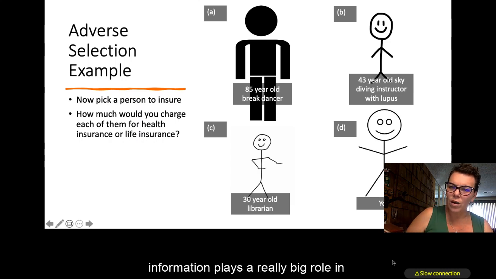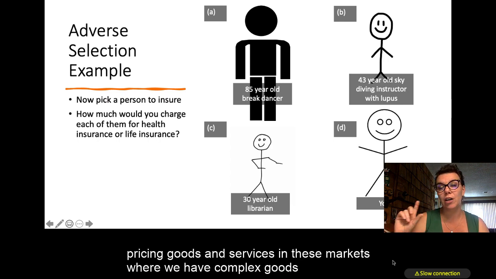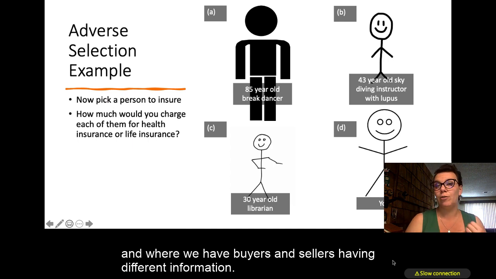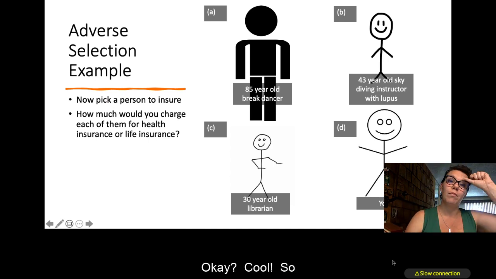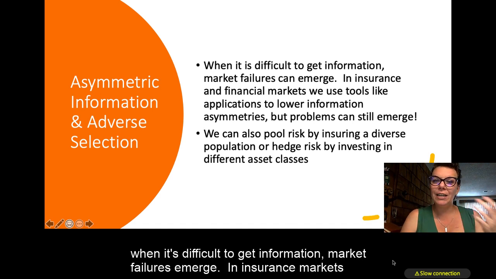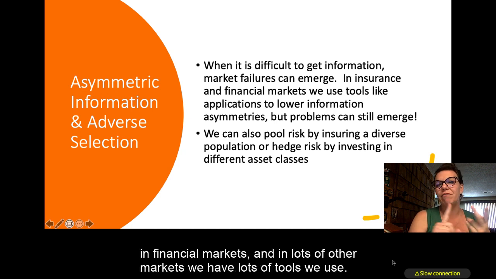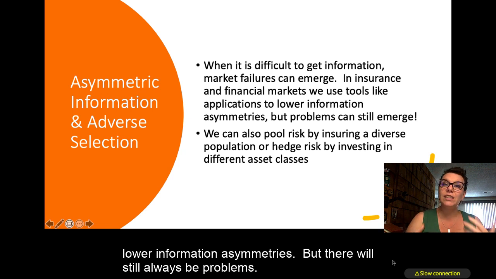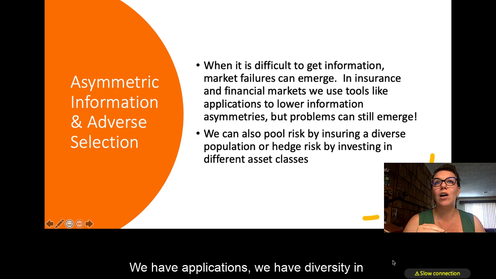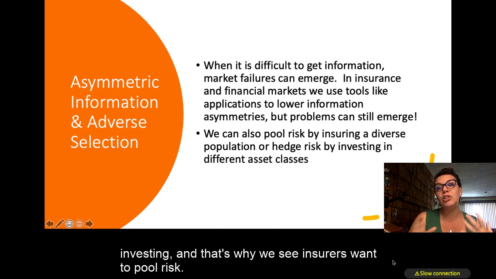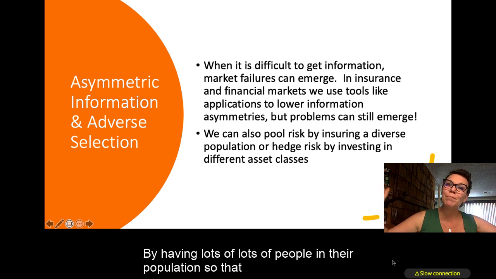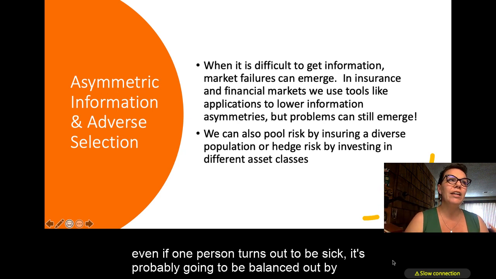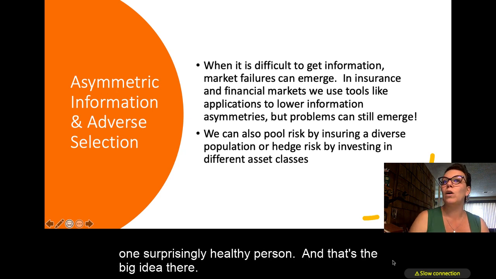And so you can see how information plays a really big role in pricing goods and services in these markets where we have complex goods and where we have buyers and sellers having different information. Okay? Cool. So, when it's difficult to get information, market failures emerge in insurance markets, in financial markets, in lots of other markets. We have lots of tools we use to lower information asymmetries, but there will still always be problems. We have applications, we have diversity in investing, and that's why we see insurers want to pool risk by having lots and lots of people in their population so that even if one person turns out to be sick, it's probably going to be balanced out by one surprisingly healthy person. And that's the big idea there.